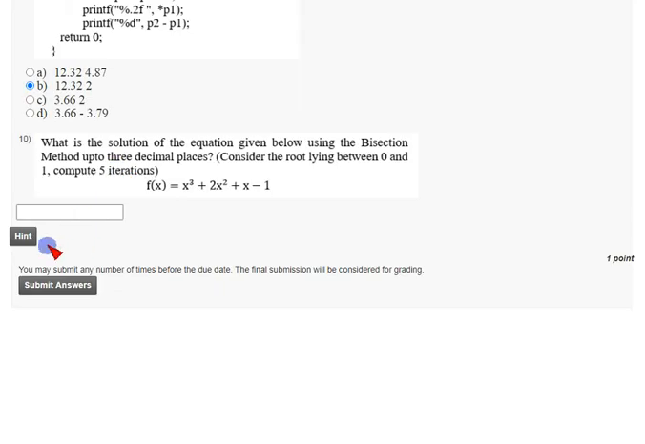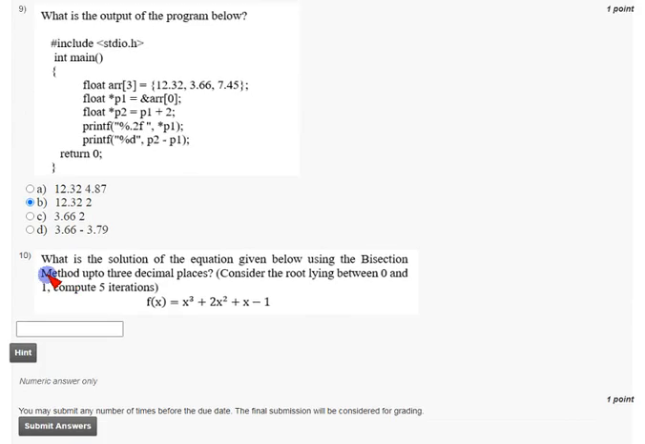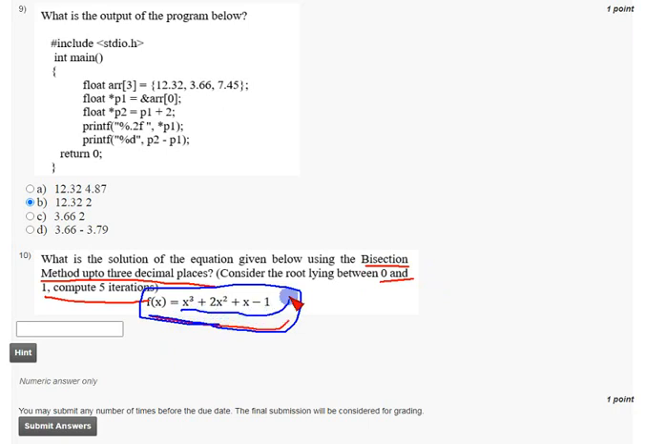And coming to the final question, they have given a hint. This is a common hint only, numeric answer only. They have given a question and they asked us to find the root lying between 0 and 1, and we have to do this in 5 iterations, and we have to use the bisection method up to 3 decimal places. The equation for this is f of x equal to x cube plus 2x square plus x minus 1.